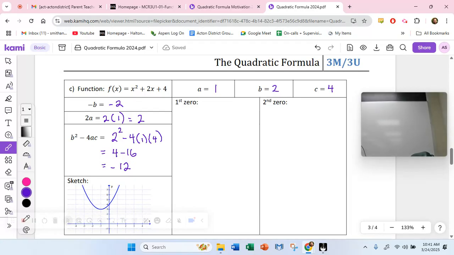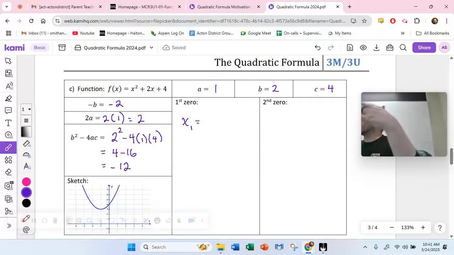Hey, did you guys get -12 for b squared minus 4ac? No? What'd you get? So 2 squared is 4, subtract 16. I'll come back. See what you did? All right, so what happens if you try to continue?